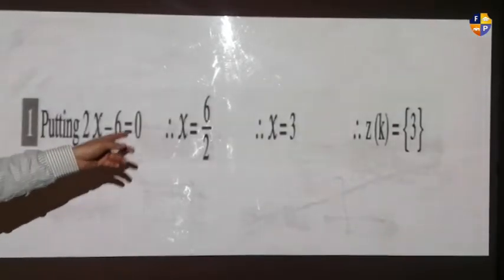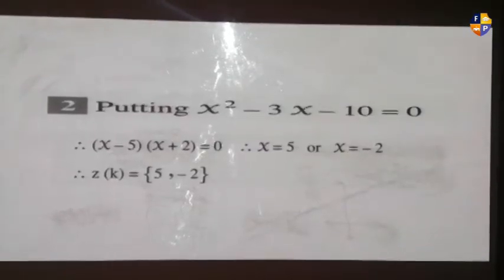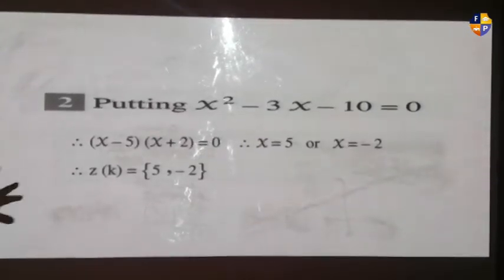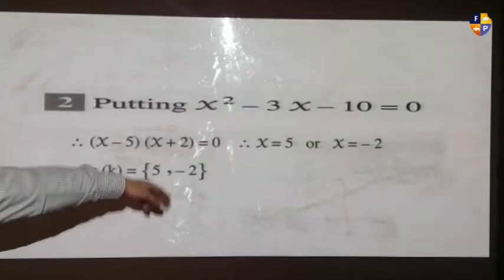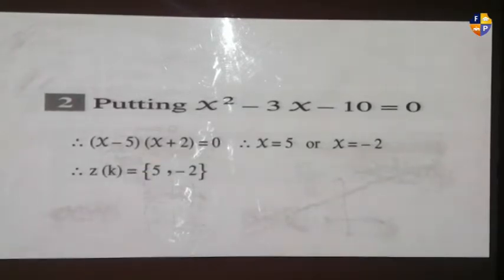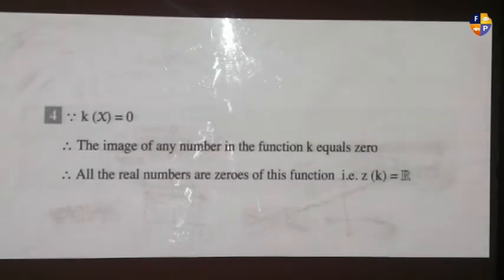This is the solution set. First one, 2x minus 6 equals 0, then x equals 3, z of x equals 3. Number 2, this is the factorization, x equals 5 and x equals negative 2. And number 3, this is the solution equals empty set. And number 4, this is the z of x equals R.